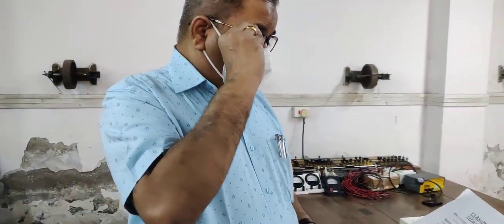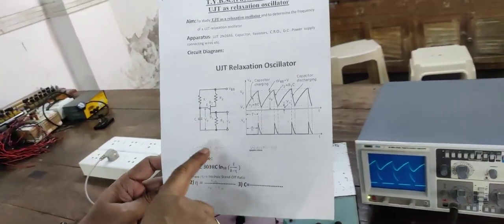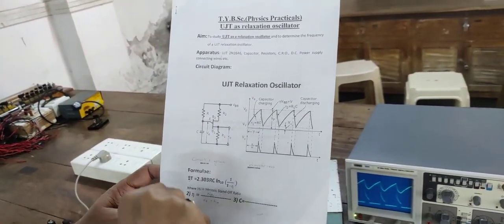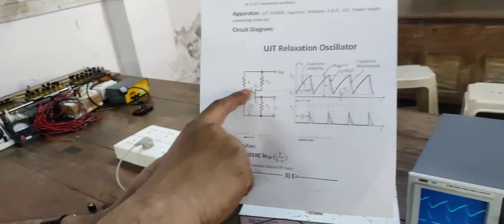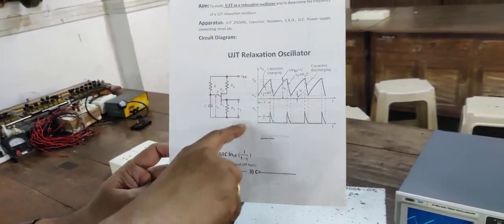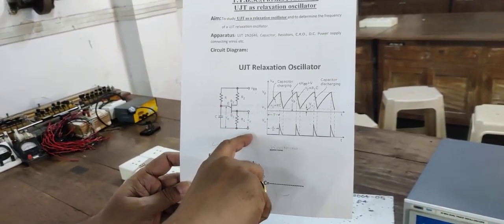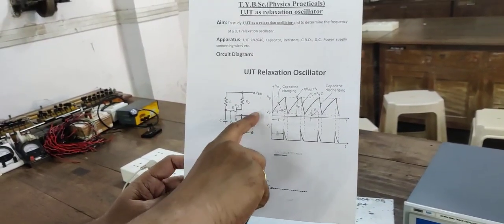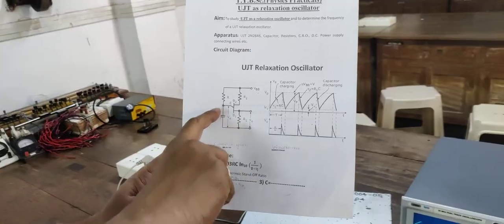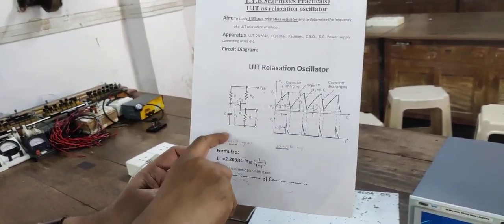Alright. Now here, in order to study this characteristic, you will require a UJT. This is the symbol of the UJT: emitter, base 1, base 2. The circuit diagram is shown here. Now here you will get the output. Channel 2 of the CRO you have to connect here, and channel 1 you will connect across the capacitor. You can see the waveform across the capacitor here.